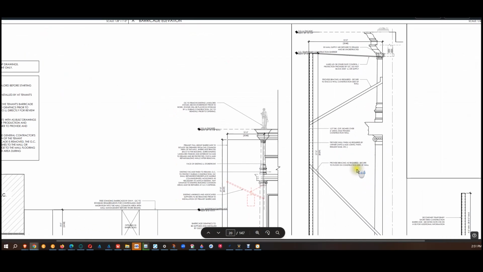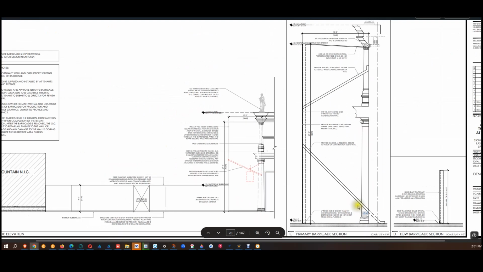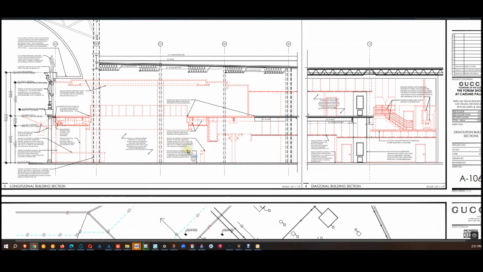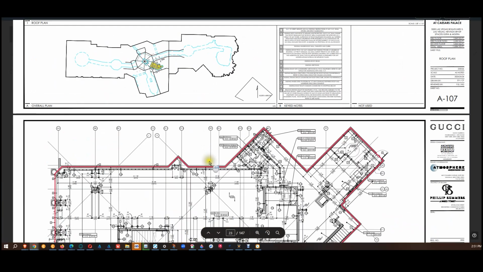But then here's a cross section. Primary facade barricade section. They're basically showing this contractor, this is what we want it to look like when you're doing construction there. But these are basically elevations. It's a building section, but it shows you what that wall looks like.